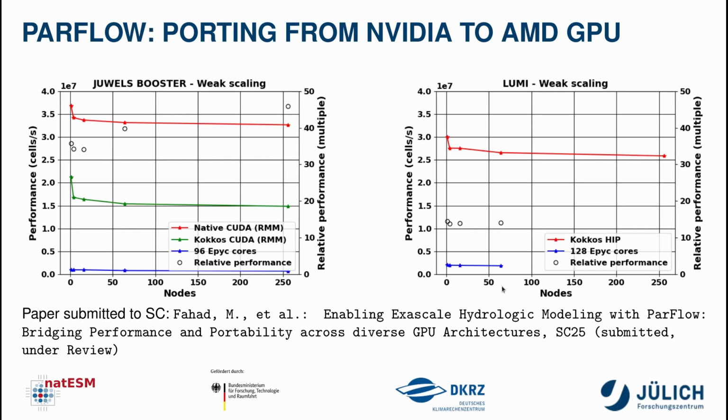And here you see the weak scaling results on JUWELS Booster and on Lumi, where you have the nodes on the x-axis and the performance in cells per second on the y-axis. And here I would like to point you to this red line, which is the native CUDA implementation, which is the fastest on JUWELS Booster. And the green line here is the Kokkos CUDA implementation, also on JUWELS Booster. The y-axis is the same on the left and right side, but if we go to the right side, we see it for Lumi. Here, just have a look at the red line, which is then the Kokkos HIP implementation. So what you can see nicely, it's faster than the Kokkos CUDA implementation on JUWELS Booster, but still a bit slower than the native CUDA implementation on JUWELS Booster.